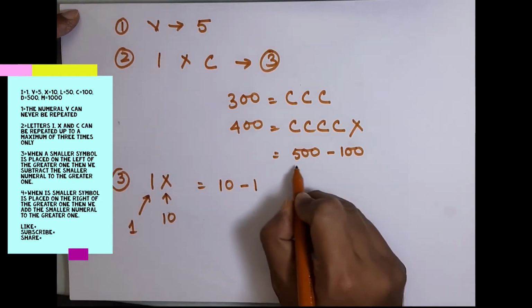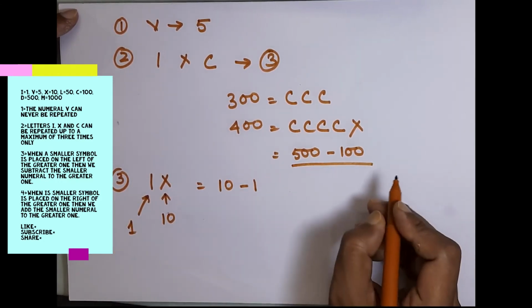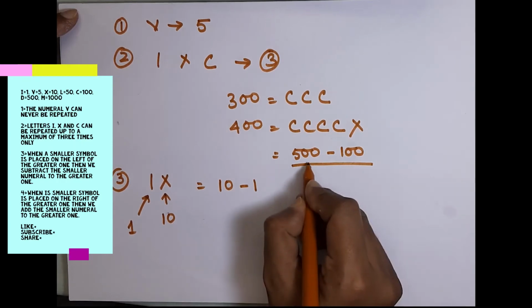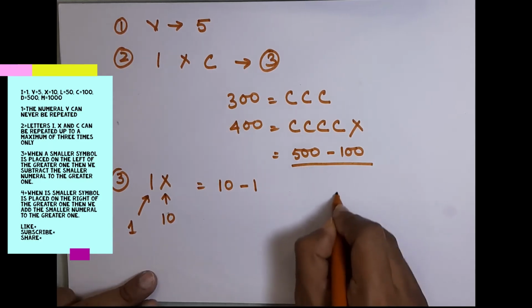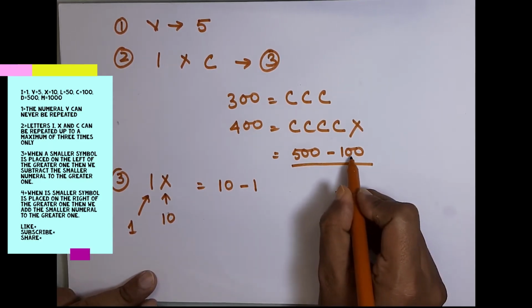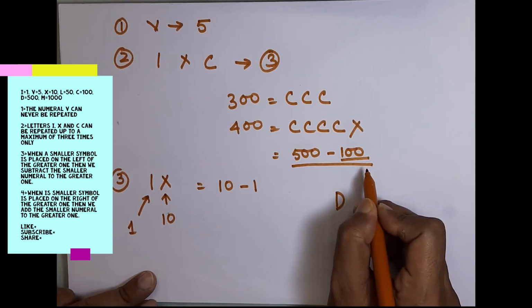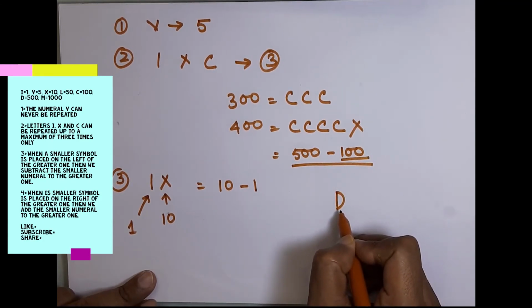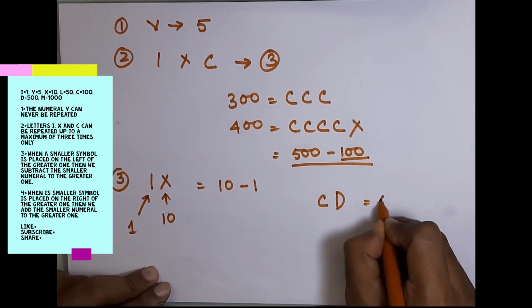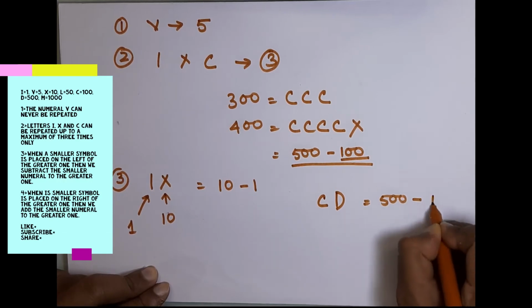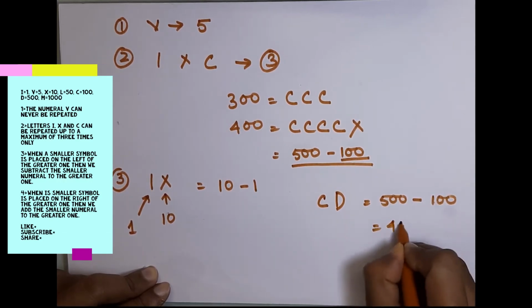So now if we want to represent 500 minus 100, how do we present that? We will first write 500, which is D, and then to subtract a smaller number from this D, we have to keep it on the left side of D, which is C. So CD means it is 500 minus 100, which is equal to 400.